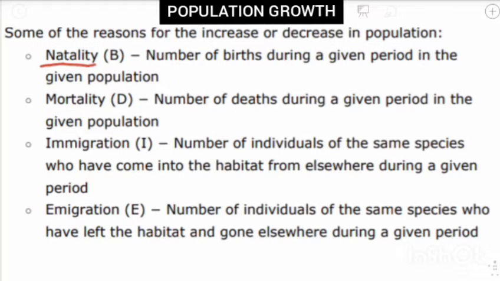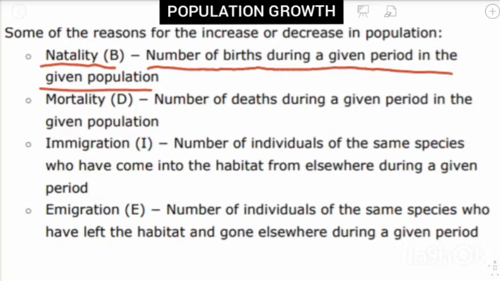Natality, denoted by B. Let us understand this very clearly. It is the number of births during a given period in the given population. So what do you mean by natality? It is the number of organisms born during a given period in a given population. We have to calculate how many organisms are born during a given period in a particular population. This is known as natality.